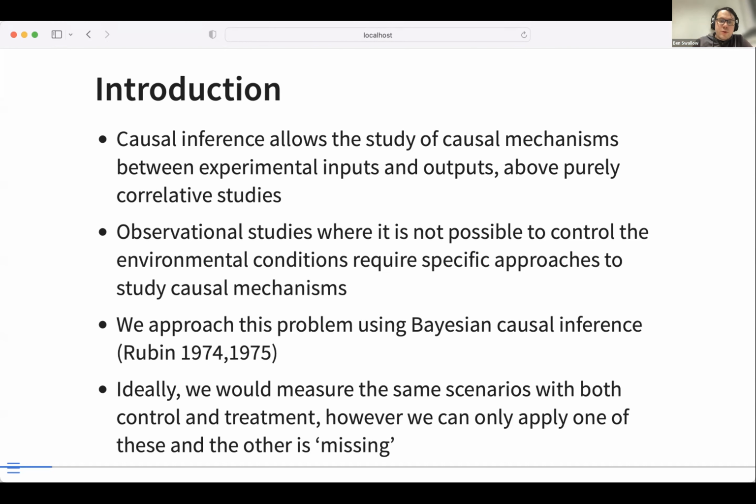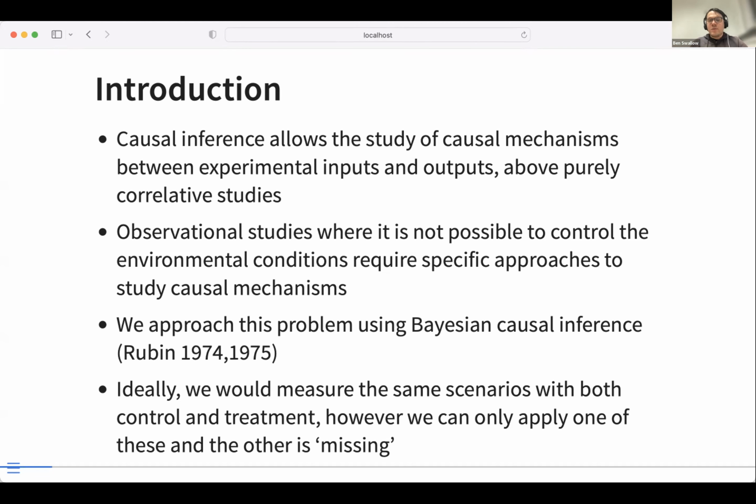The approach we're going to take was originally developed back in the 70s by Rubin and falls under the Bayesian causal inference framework. It stems from the idea that, in order to develop causal mechanisms, we would ideally measure the outcome of an experiment where we apply both a treatment and a control setting to all of the individual experimental units, or at least some sort of randomized trial where individuals with a similar background or similar underlying properties are exposed to both the control and the treatment. Therefore we can look at the differences in their outcome as a measure of how much of a difference that treatment made.